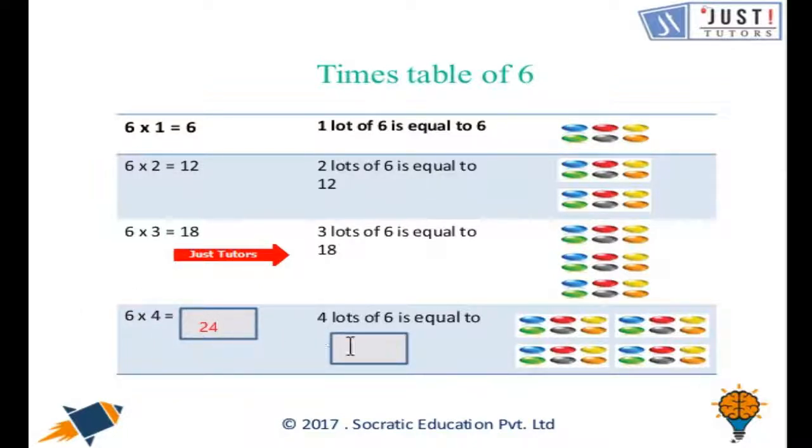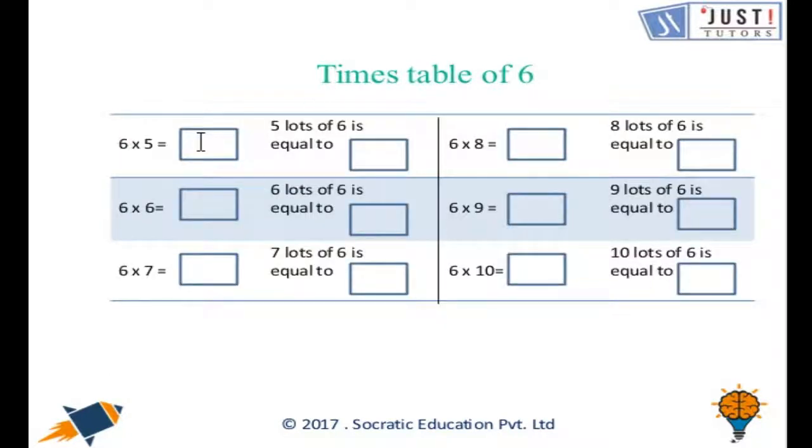Let's write down the answer in the given boxes. Moving forward, now 6 times 5 is 30. 6 times 6 is 36. 6 times 7 is 42. 6 times 8 is 48. 6 times 9 is 54. And 6 times 10, or 10 lots of 6, is equal to 60. That's the 6 times table.